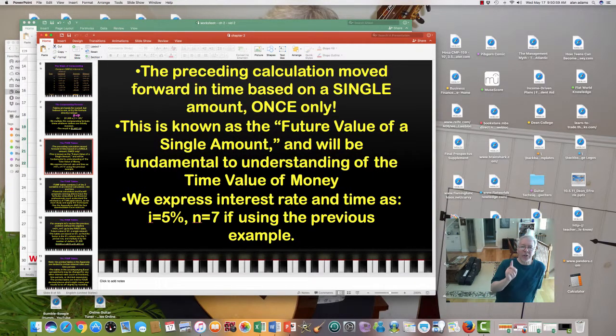Now, this is based on a single amount. That's very important to remember. Once and one time only. If you repeat an investment, we'll deal with that later through separate calcs. Right now, we're focusing on a one-shot deal, okay?